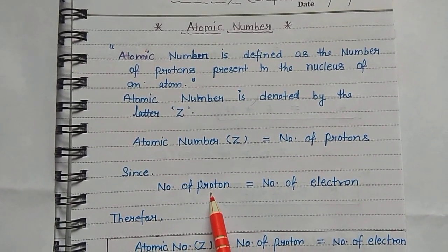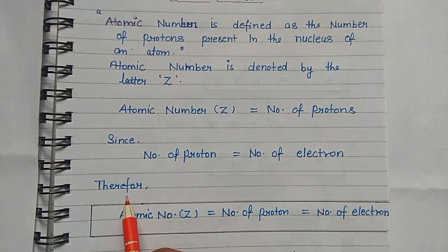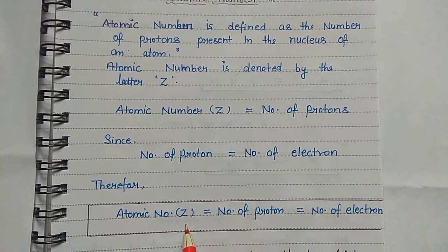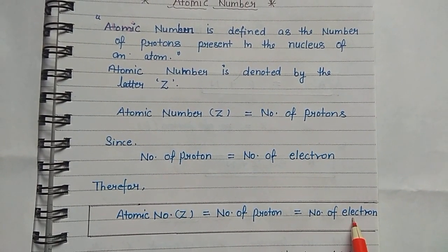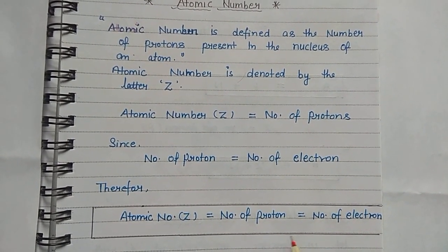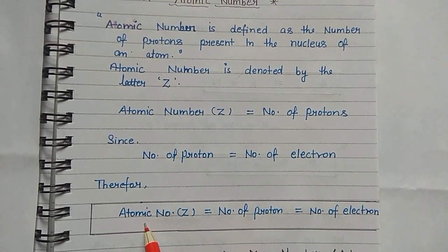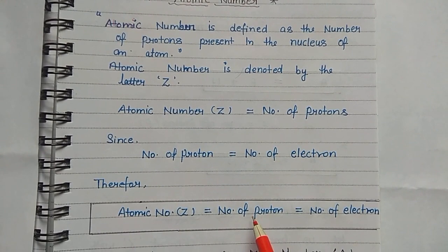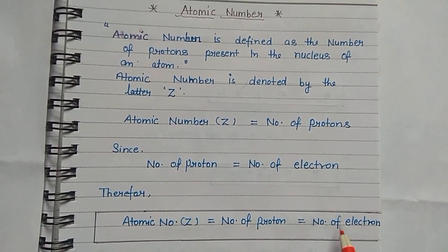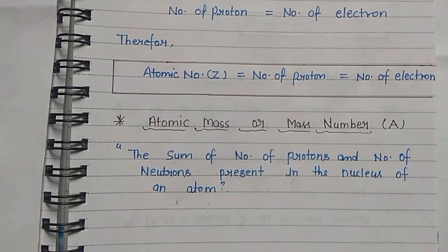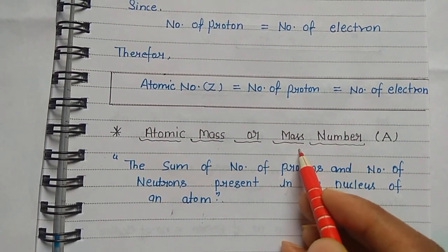Since the number of protons is equal to the number of electrons, atomic number Z is equal to the number of protons, equal to the number of electrons. That means in an atom, the same number of atomic number, the same number of protons and the same number of electrons are present. Now the next point is atomic mass or mass number.